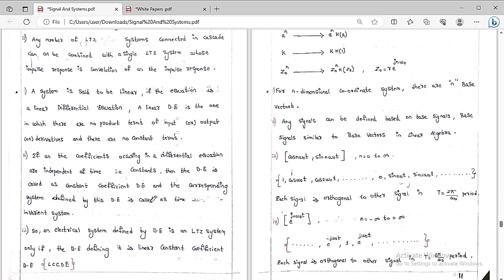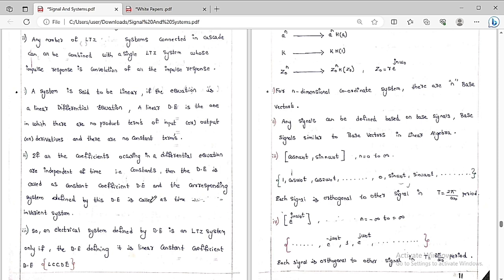So therefore simply we can say, for a given system, if the differential equation coefficients are constant with respect to time, then it is called a time invariant system. If the coefficients are varying with respect to time, then it is called a time varying system. So if all the coefficients occurring in a differential equation are independent of time, that is constants, then the given differential equation is called a constant coefficient differential equation, and the corresponding system defined by this differential equation is called the time invariant system.